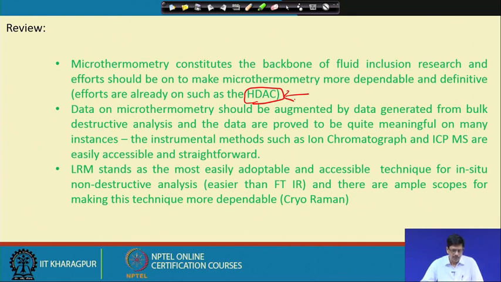So, laser Raman microspectrometry stands as the most easily adoptable and accessible technique for in situ non destructive analysis, and is very widely used, and we hope to see further improvement on this particular technique, including the cryo Raman, which could also be practiced far more commonly than what is being done now.